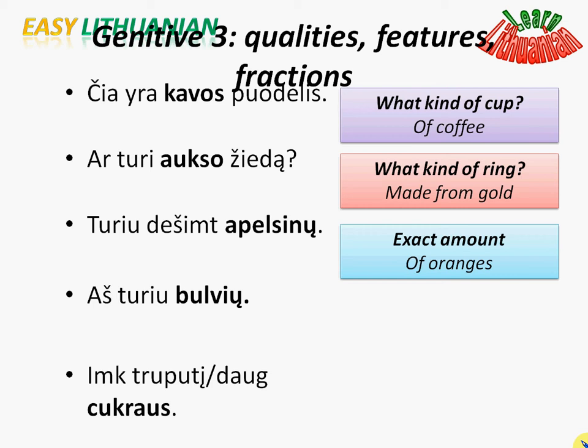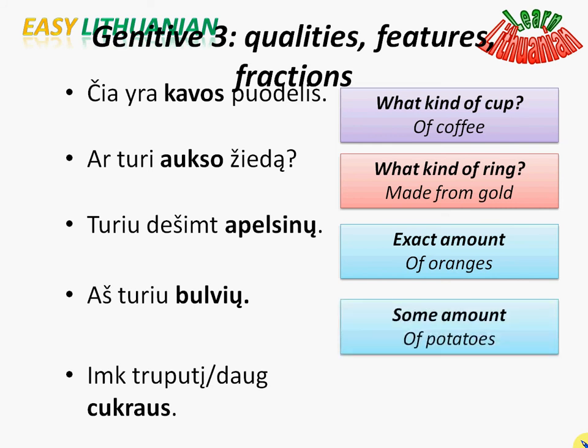Now, aš turiu bulvių. I have potatoes. The amount is not mentioned, but from the sentence we understand that I have some amount of potatoes. I don't know exactly how many, but I have some amount of potatoes. And when you want to say I have some potatoes, I have some sugar, I have some juice, you should use genitive case. It's just like fractions or amounts.